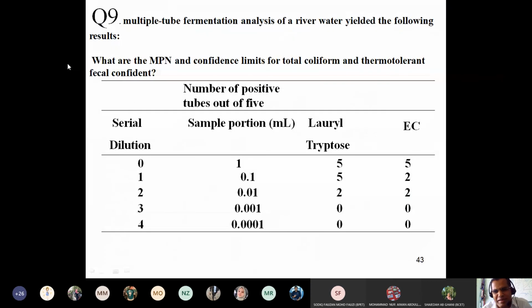If okay, then we go to another example. Here I have two types of bacteria, EC, E. coli, and then we have Laurel. This is also another type of bacteria. Here the dilution I have 1.1.0. Okay.